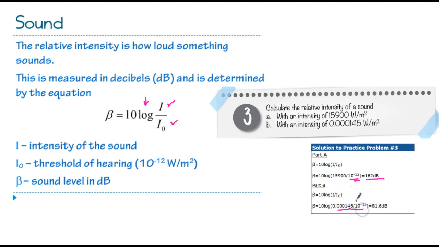Here's another example. Find the relative intensity of a sound with intensity of 0.000145 watts per meter squared. Divide that 0.000145 by the threshold of hearing intensity, which is 10 to the minus 12th. Log base 10 of that, multiply it by 10, and you get 81.6 decibels. So it's a pretty straightforward calculation, even though that equation is a little bit scary.